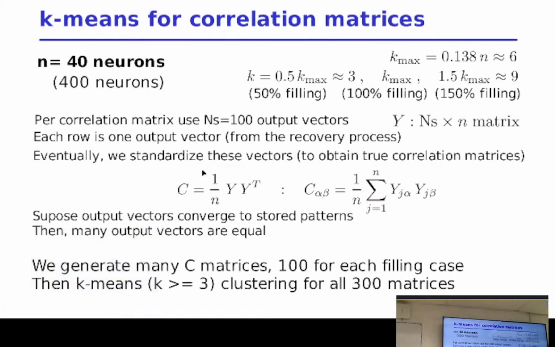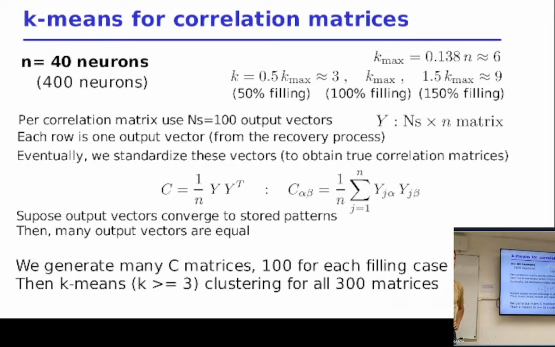Okay, so we are almost at the end. This is now the second method, to say something about the number of patterns stored in this network. And this is now using correlation matrices. So it's the same idea, right? You start with a lot of initial states, do this recovery process, and at the end you want to see how different are these vectors you get.